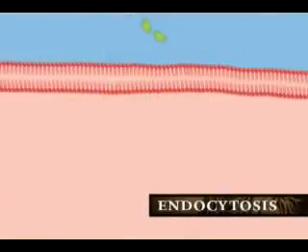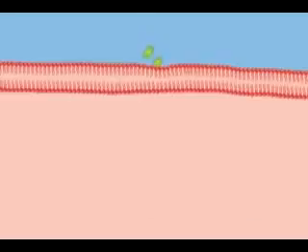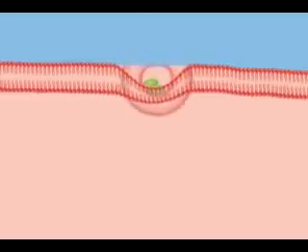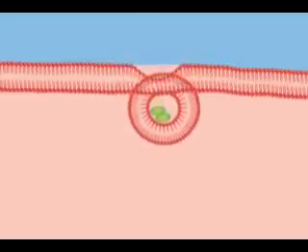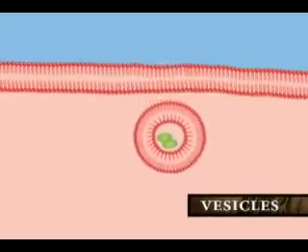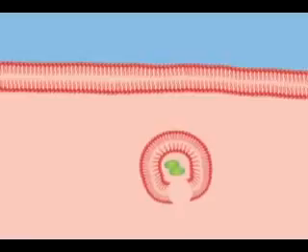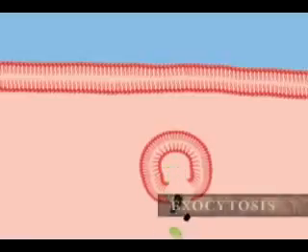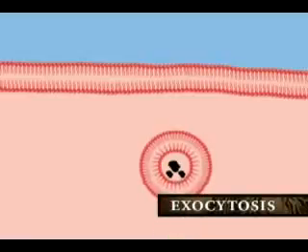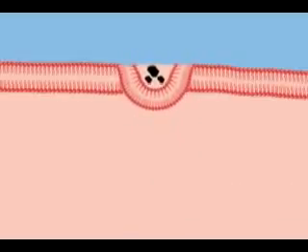Endocytosis is another type of active transport, where large particles outside the cell are engulfed or enclosed within small membranes called vesicles. The vesicle moves through the membrane and into the cytoplasm, where its cargo is released. Exocytosis is the same process in reverse and is often used to rid the cell of waste.